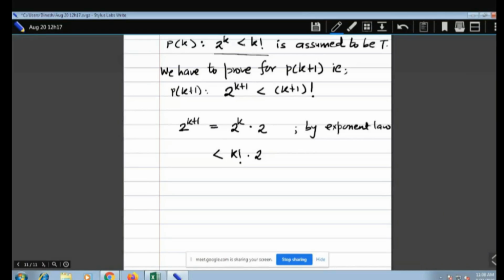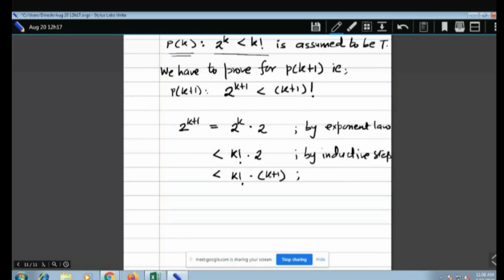So 2 raised to k is always going to be less than k factorial, that we are assumed to be true. So this equation is going to be less than k factorial into 2. Okay. Now, and since we have assumed for the value k which is always greater than 2. Okay. Yes or no? Okay. So you can say that it is going to be less than k factorial into k plus 1. Okay. This is, I can say, by inductive law or by inductive step.